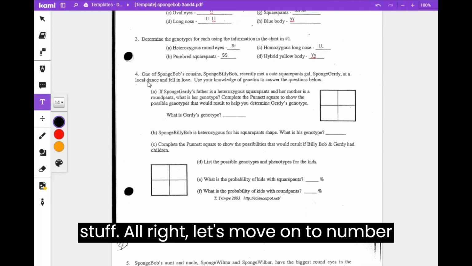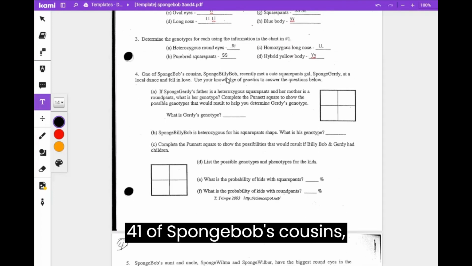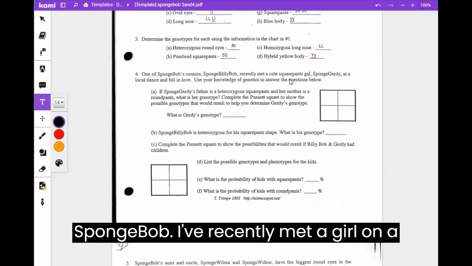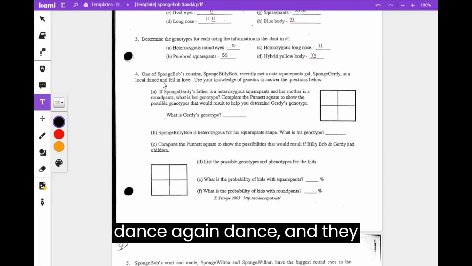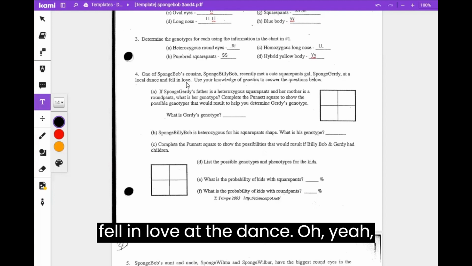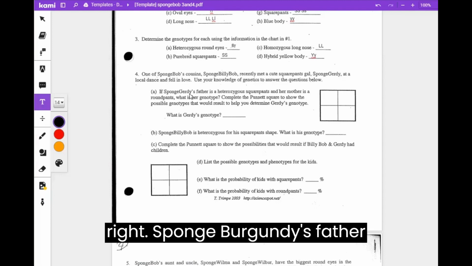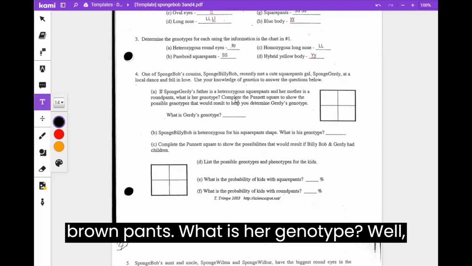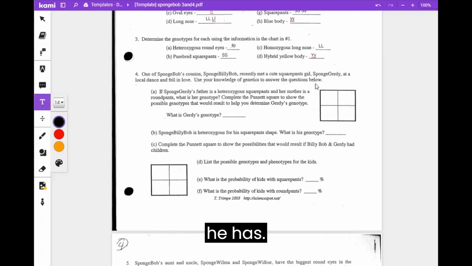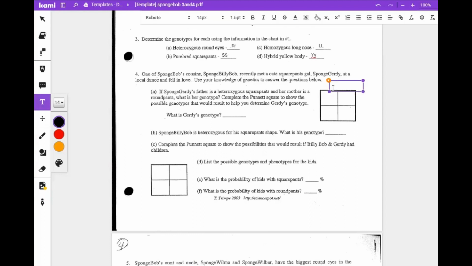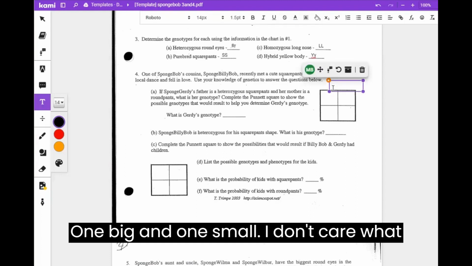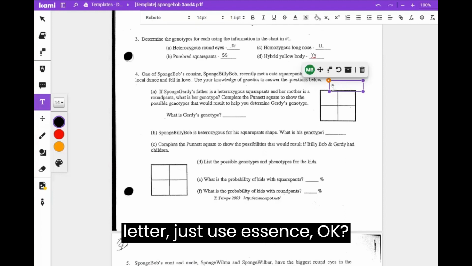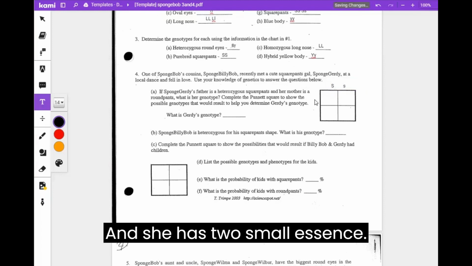Let's move on to number 4. One of SpongeBob's cousins recently met a girl at a dance, and they fell in love at the dance. SpongeBob's father is heterozygous and her mother is round pants. What is her genotype? Well, he has one big and one small. I don't care what letter, just use S's. And she has two small S's.